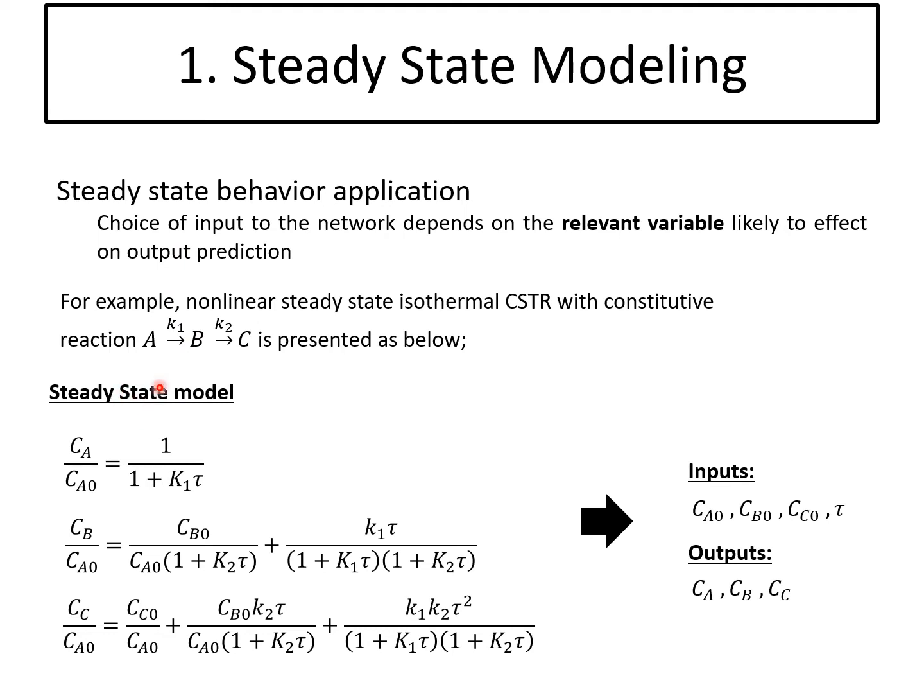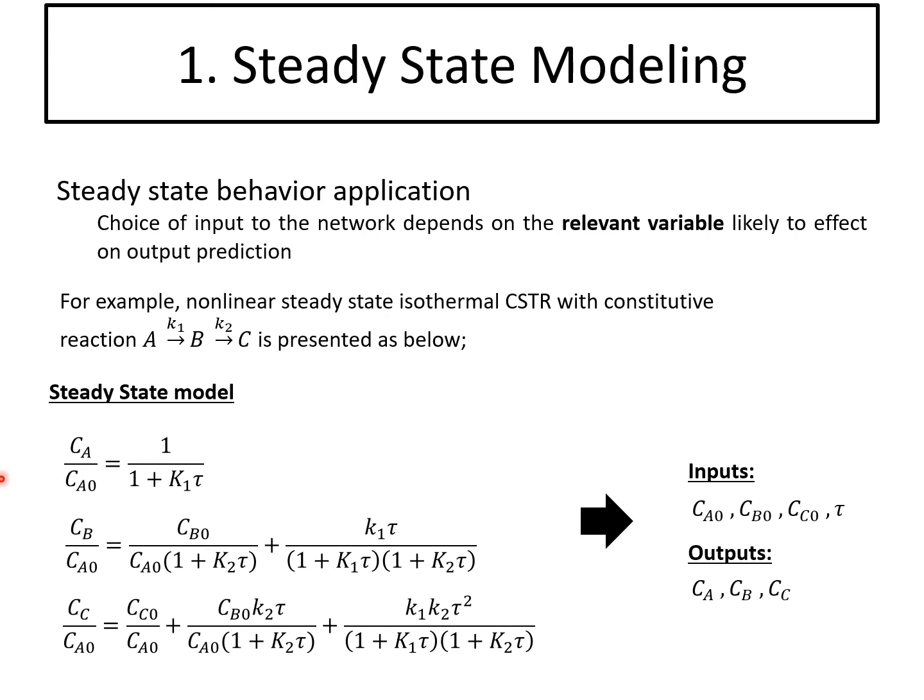For the steady state, basically what we want is to just predict the steady state behavior. In this case we have this reactor here, a batch reactor, but we want to predict only the steady state model. So basically the choice of input to the network depends on the relevant variables likely to affect the output prediction. Then these are the equations that we have. So basically what we need now is to find the model to predict the output with respect to the input.